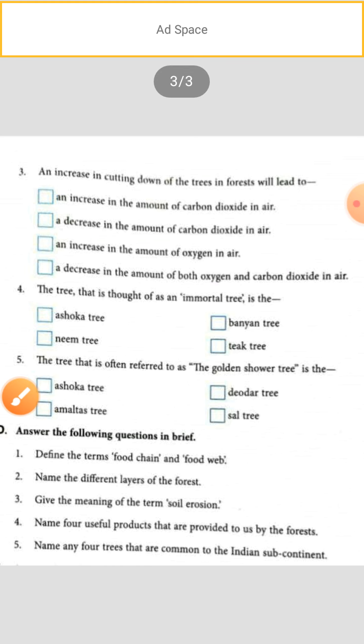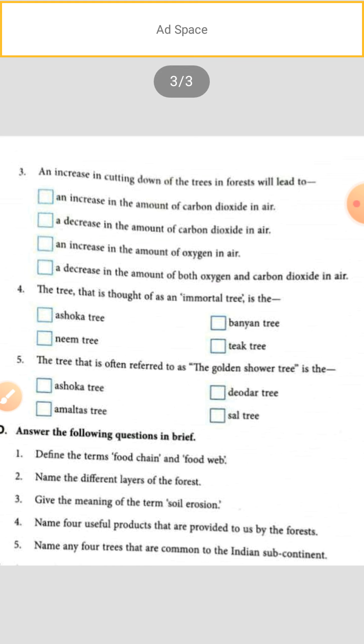Next, answer the following questions in brief. First: define the terms food chain and food web. We have already defined these two terms in the keywords, and once again we have to see this. What is a food chain? The interdependence of plants and animals on each other for food. That is called a food chain.